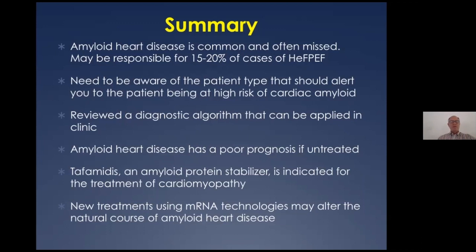An important innovation is tafamidis, an amyloid protein stabilizer, which has been shown to improve outcomes for patients with amyloid cardiomyopathy, and therefore it has the US FDA indication for the treatment of amyloid cardiomyopathy. And we'll have to wait and see whether new treatments using mRNA technologies that block the synthesis of these amyloid proteins actually alter the course of amyloid heart disease, as they do seem to alter the course of amyloid related neuropathy.